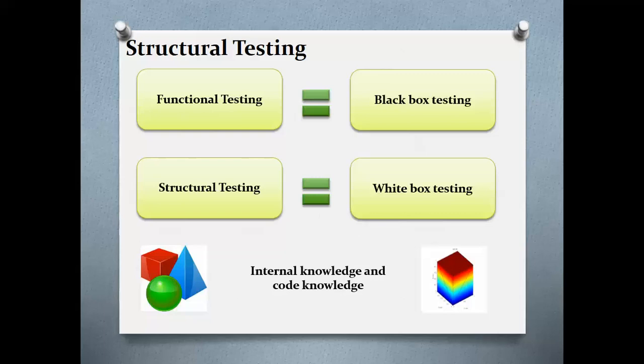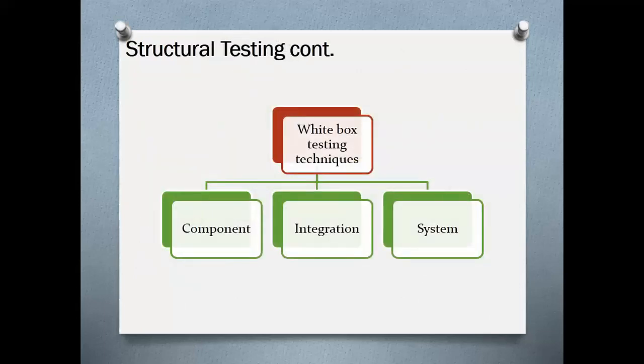Hence, in structural testing, you should have the knowledge of the internal working of the application and the code. To have a thorough testing, you should execute areas such as branches, statements, conditions, decision code, etc. There are various ways to implement structural testing. These are called white box testing techniques. White box testing techniques can also be implemented at various levels such as component, integration, and system.